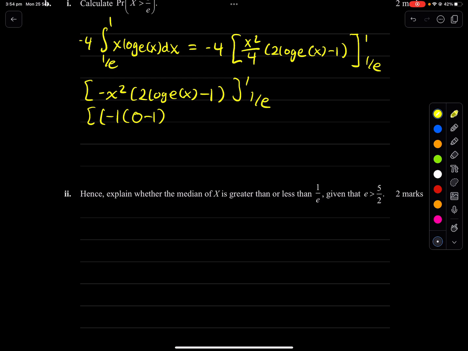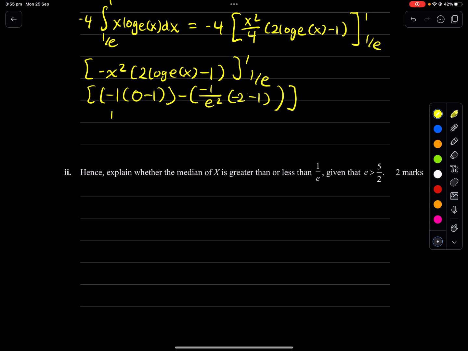Alright, so minus negative 1 over e squared, 2 log, we can say that's e minus 1. So it'll become negative here. And yeah, it'll just cancel out. So we can cancel that out. Minus 1. All of that.